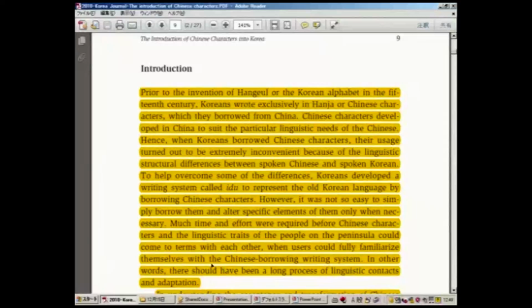However, it was not so easy to simply borrow them and to change the specific elements of them only when necessary. So much time and effort were required before Chinese characters and the linguistic traits of the people on the peninsula would come to terms with each other, when users could fully familiarize themselves with the Chinese borrowing writing system. In other words, there should have been a long process of linguistic contact and adaptation.